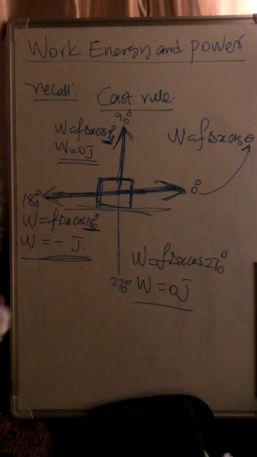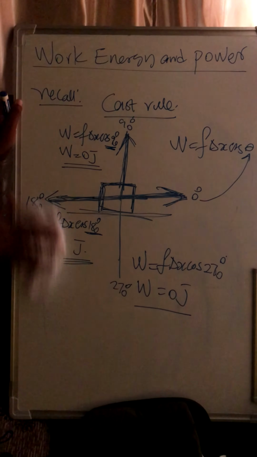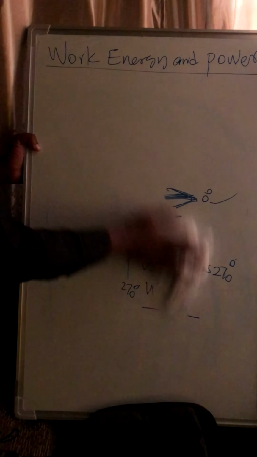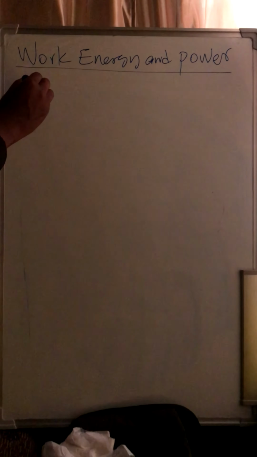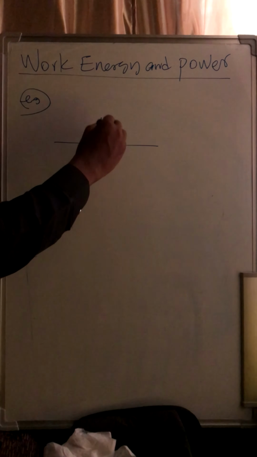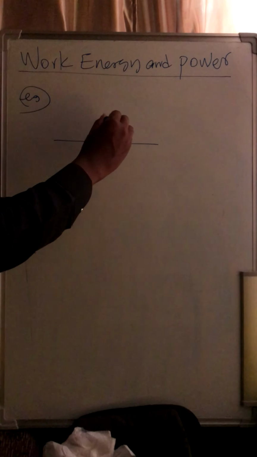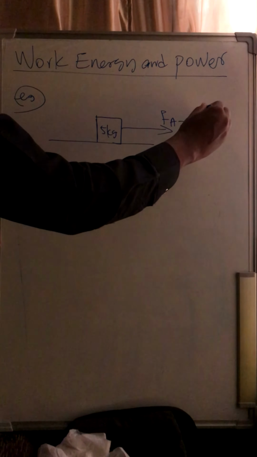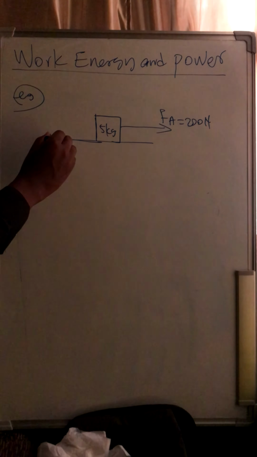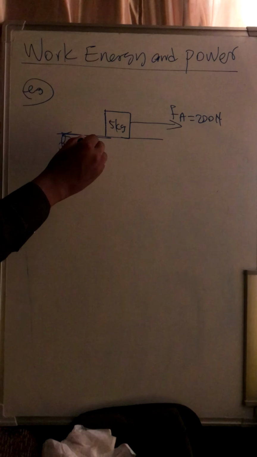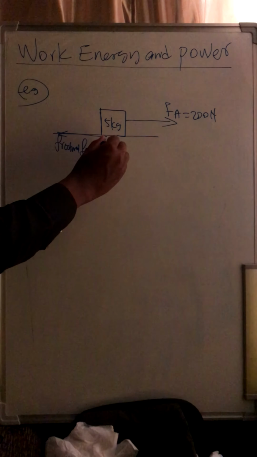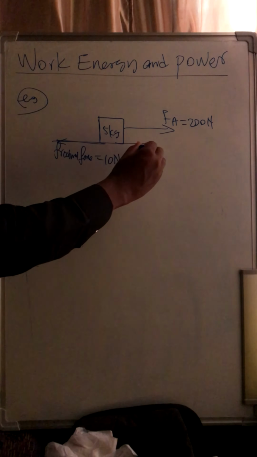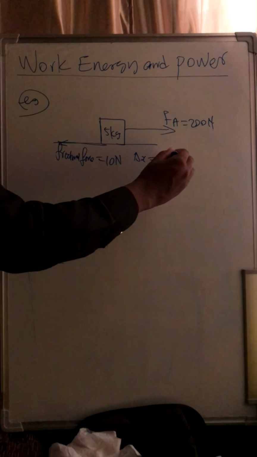Now, let's go to an example. Let's see if we can calculate the work done. Like I said, we're going to be talking about work done on the object in this video. Now let's have an example. Let me just draw a diagram here so that it can be easy for you to understand. This is our 5 kg block. There is an applied force to the right. We say 200 Newton. And then we also have a frictional force of maybe 10 Newton. So the change in X here is 10 meters.